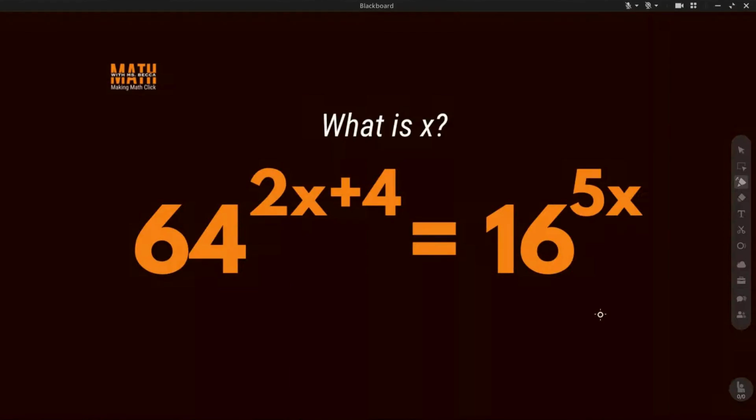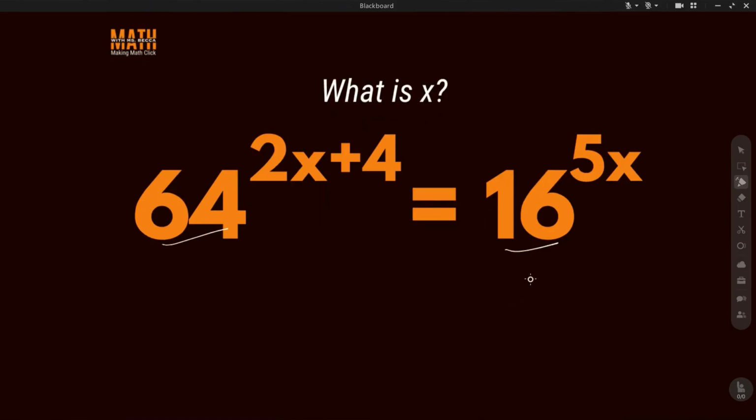Let's solve this together. What is x? What we have to do is to first simplify this. Write both. We have 64 here and we have 16 here. Let's express both in the same base. We can use base 2 and we can use base 4 since both can be expressed in both bases.